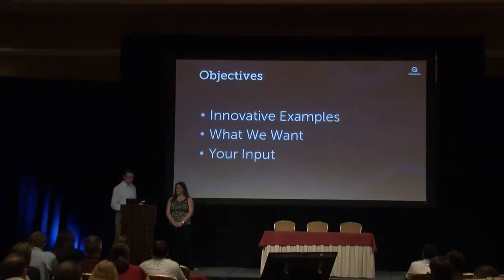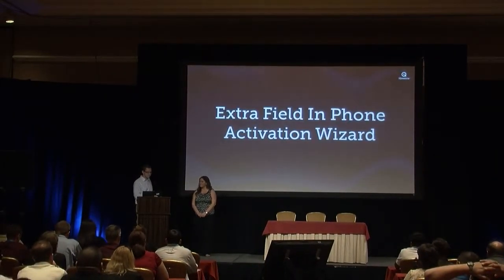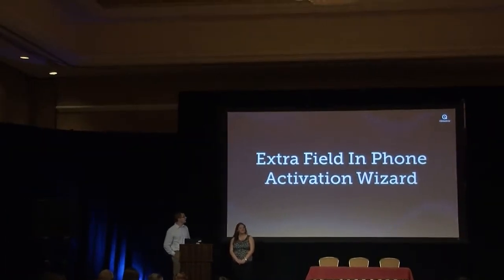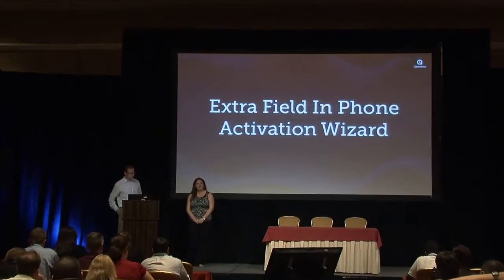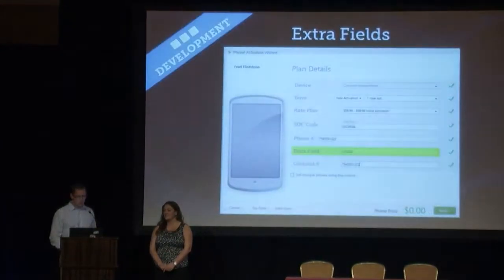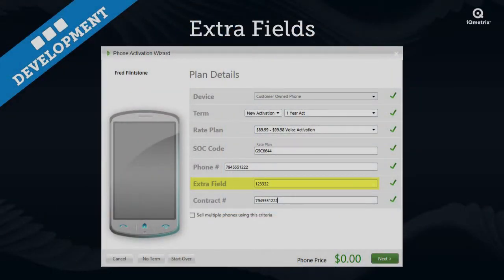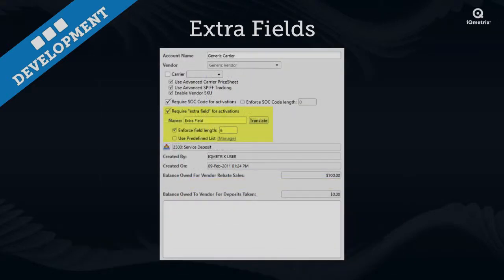All right. So, getting started, we have extra field in the phone activation wizard, or PAW. Now, the extra field was really mostly an addition made for carrier content. They wanted to be able to put some sort of a field that had text or numbers. Building on that, we added requirements on that field. You could specify a length, you could specify values.